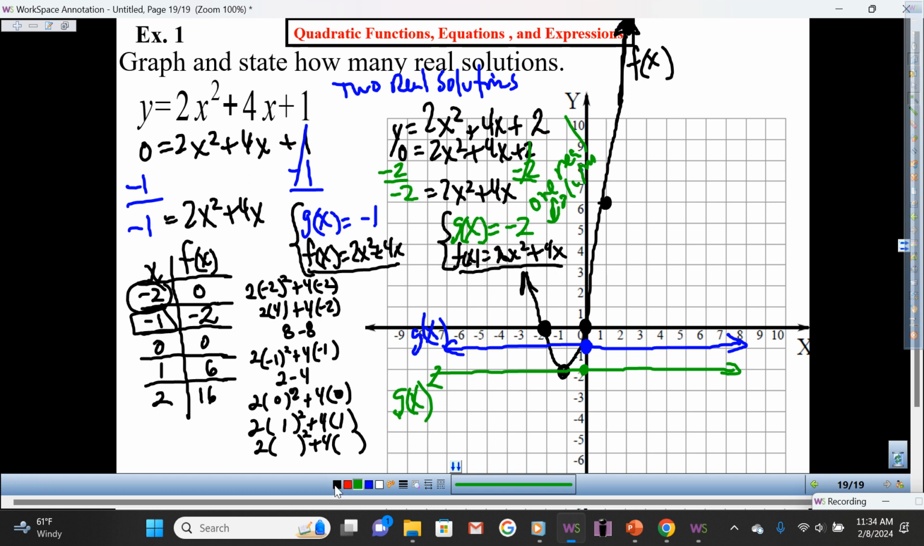Oh, let's do one more to clarify. On this side, I want you to write y equals 2x squared plus 4x plus, give me a number, 3. So write me the new system for that one. And do that one, the g of x, in red for that one.